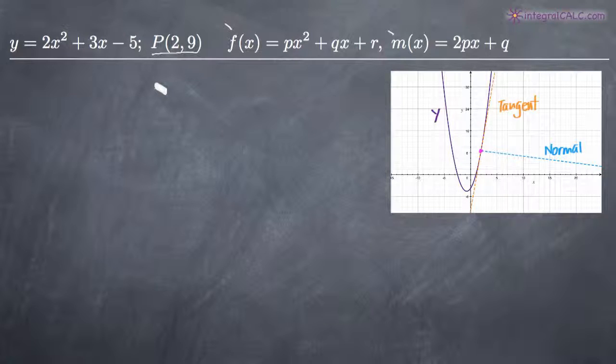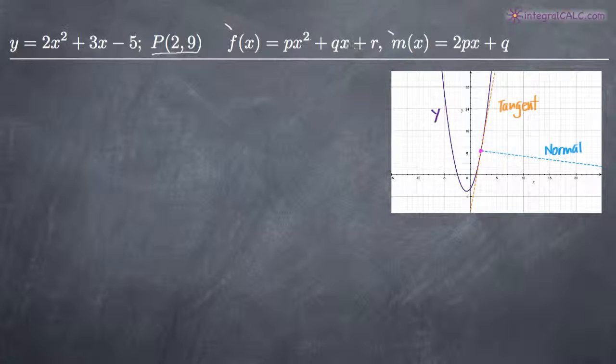So if you already know how to use derivatives and you can take the derivative of the function y, then it's probably easier to do it that way. If you don't know how to use derivatives yet, we can use this formula for f of x to find the slope of the tangent line.